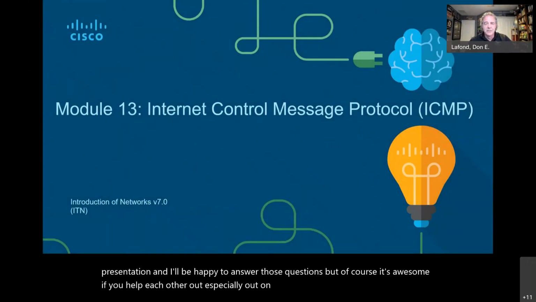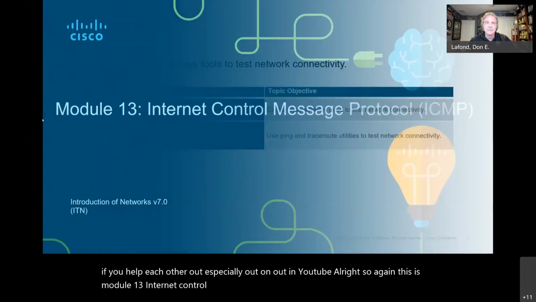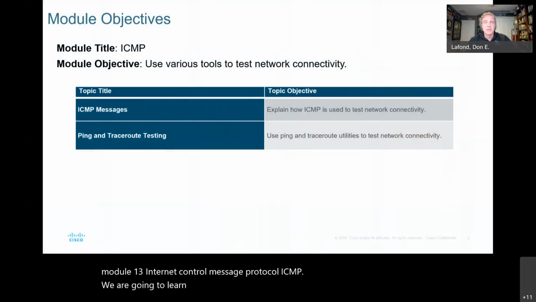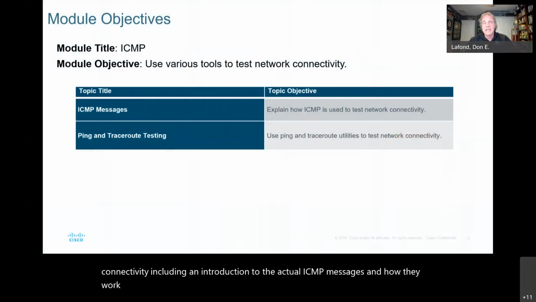All right, so again, this is Module 13, Internet Control Message Protocol, ICMP. We are going to learn about ICMP. We're going to use various tools to test network connectivity, including an introduction to the actual ICMP messages and how they work. And then we will use ping and traceroute to use ICMP to test network connectivity.